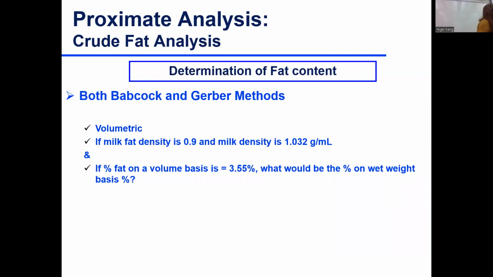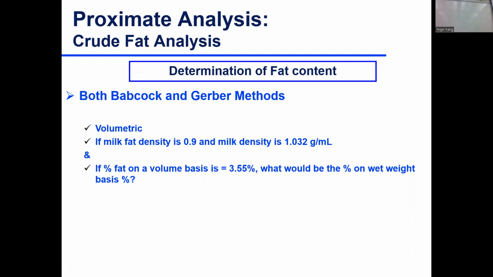A question for you. These two methods, Gerber and Babcock, are volumetric methods. This is important, because it helps you in your calculations. If you know the density of your sample and its fat, then you can use it to convert volume to mass. So I said the answer. You know the answer now, and now you need to do a simple math.